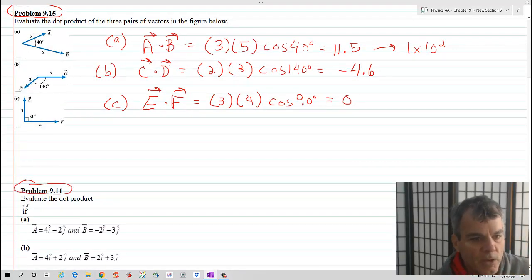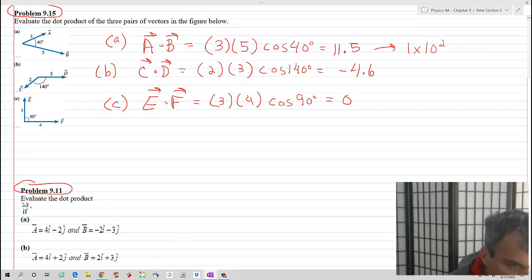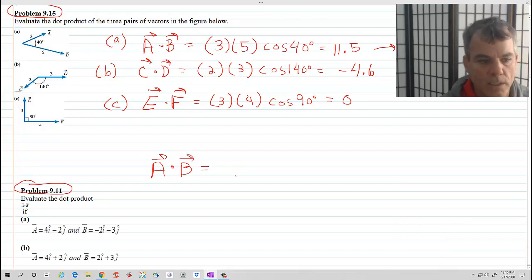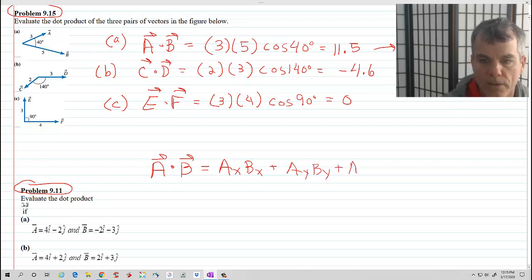It says evaluate the dot product a dot b, and you've got two different vectors. In this case, we're going to get the dot product by multiplying the x components together, the y components together, and the z components together. So again, as a reminder, ax bx plus ay by plus az bz.